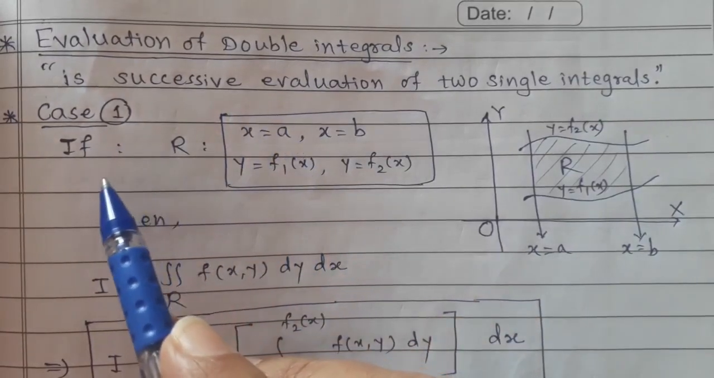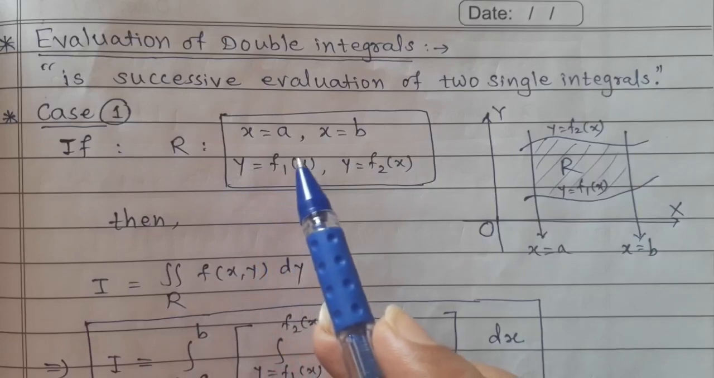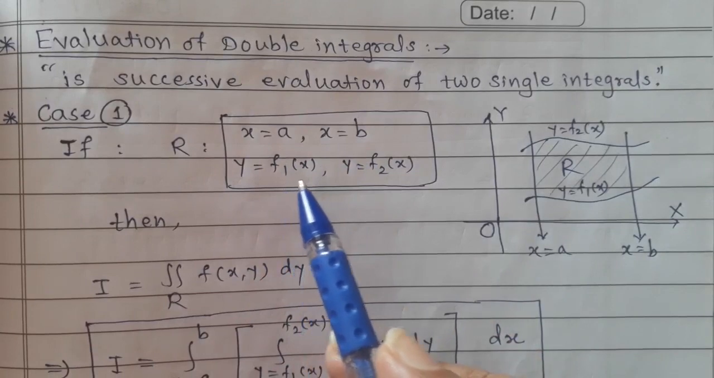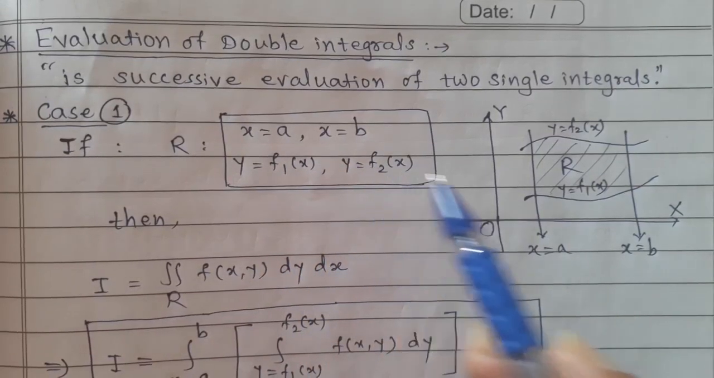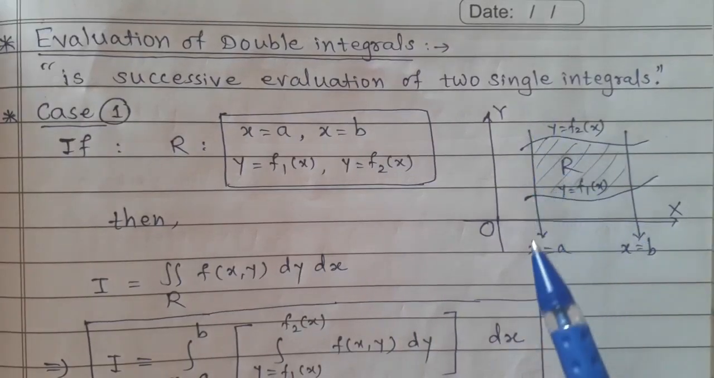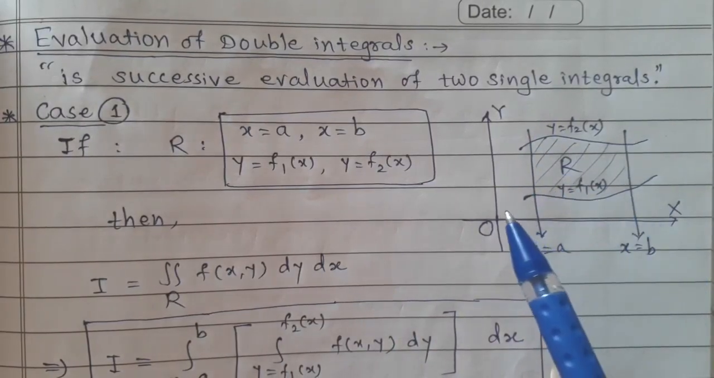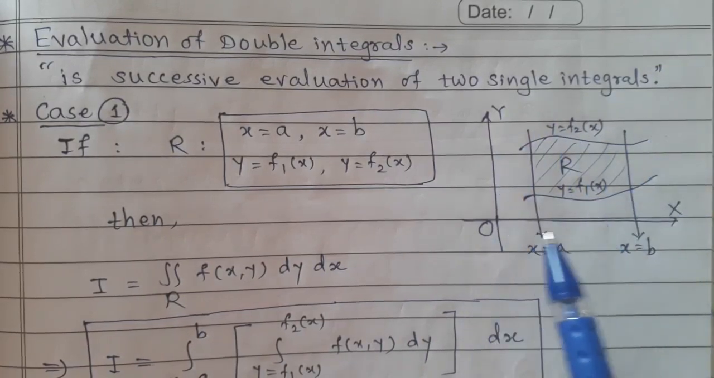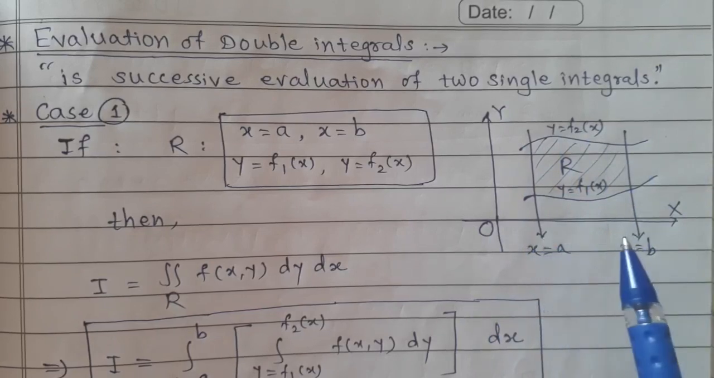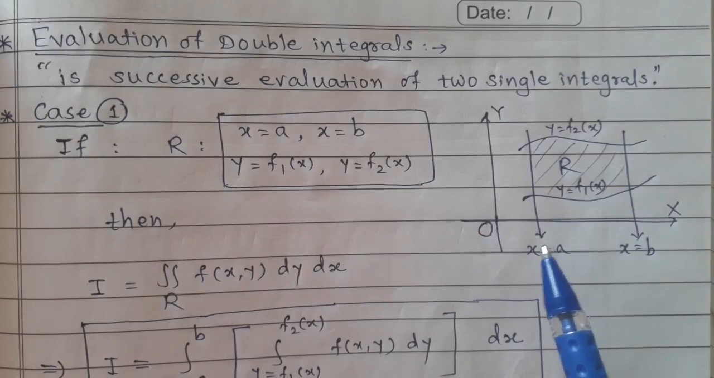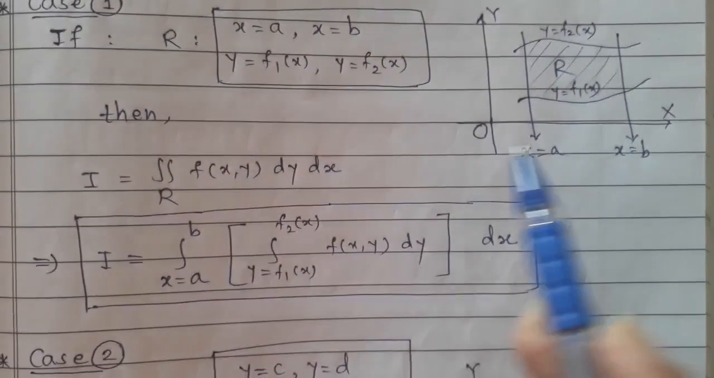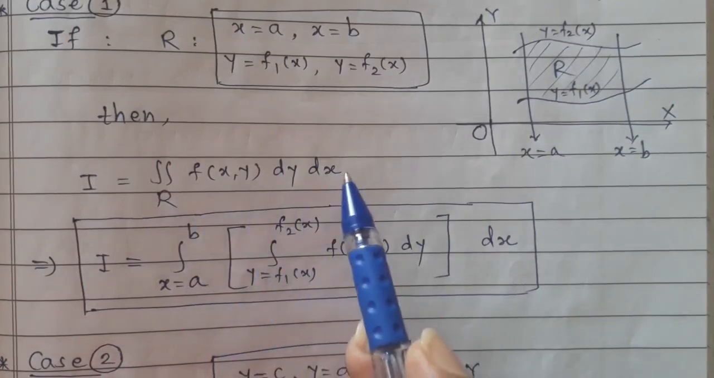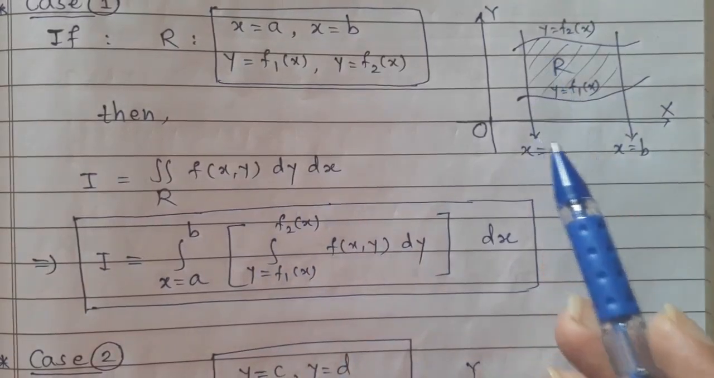The first case is if the given region is described by x equal to a and x equal to b, and the limits of y are y equal to f1(x) to y equal to f2(x). So we can trace the region like this. The line x equal to a is here, line x equal to b is here, the curve y equal to f1(x) and the curve y equal to f2(x). So here the limits of x are constant. Therefore we have to give the second preference to the integration with respect to x. So I is equal to double integration over R of f of xy dy dx, with second preference to x because the limits of x are constants.